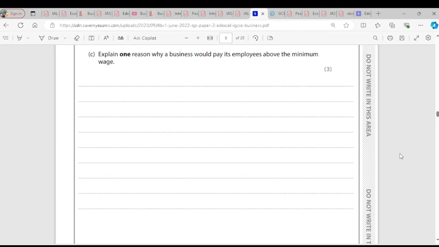Question C. Explain one reason why a business would pay its employees above the minimum wage. If a business is paying employees above the minimum wage, it means it's paying them more than even its competitors. A business may consider this for the following reason. This will encourage more people to think about working at Lego, as it will mean that Lego pays more than its competitors. Also, they are likely to stay as a result. So if Lego pays its employees above the minimum wage, it means the employees are getting more than at its competitors. That would allow Lego to keep its employees.